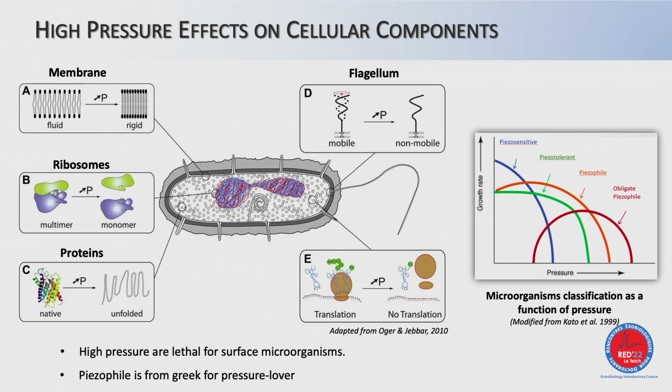But we know that some microorganisms from the deep sea can cope with high-pressure conditions, and that's what we see here on this graph. We classify the microorganisms according to their tolerance to high pressure. The surface microorganisms, piezosensitive and piezotolerant, cannot grow at high-pressure conditions. But piezophiles and obligate piezophiles really need high pressure to grow. So what are the mechanisms for them to grow at high pressure conditions?